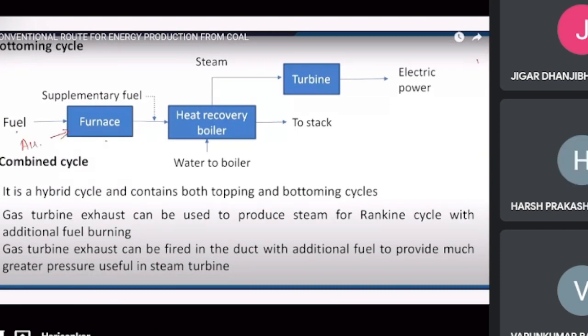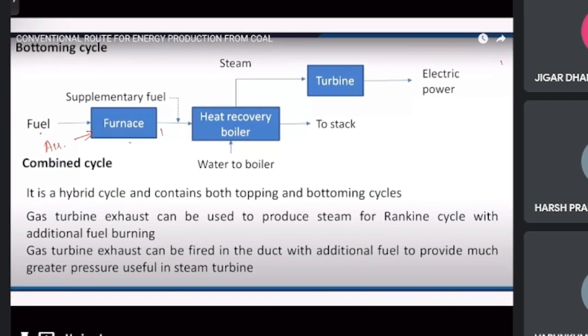In a bottoming cycle, however, you use fuel and burn it. You pass air and combust it in the furnace, and these flue gases are first sent to a heat exchanger, termed a recovery boiler, but basically a heat exchanger. Into this heat exchanger, you pass water, which will get heated by the incoming temperature of these flue gases, and this water will become steam. Okay, and these flue gases are now cooled down and just vented out.